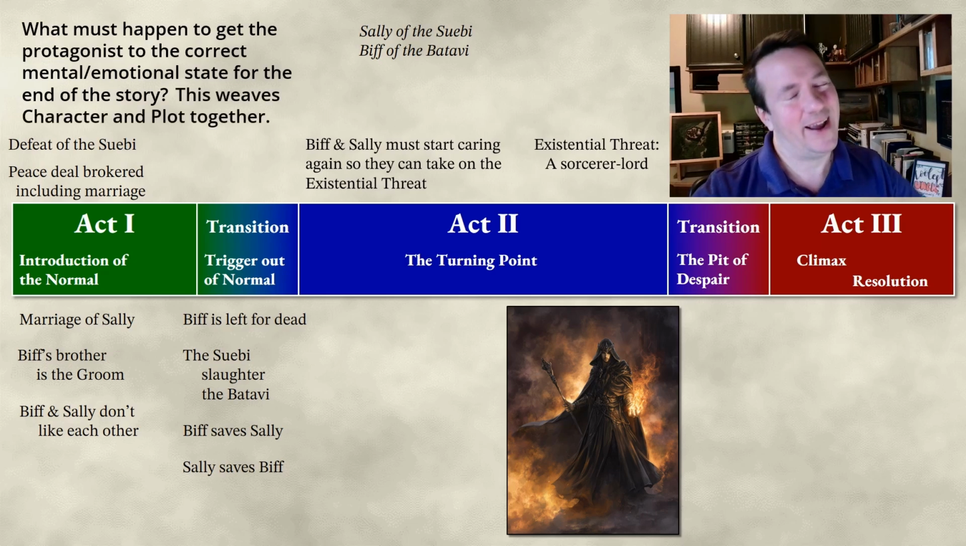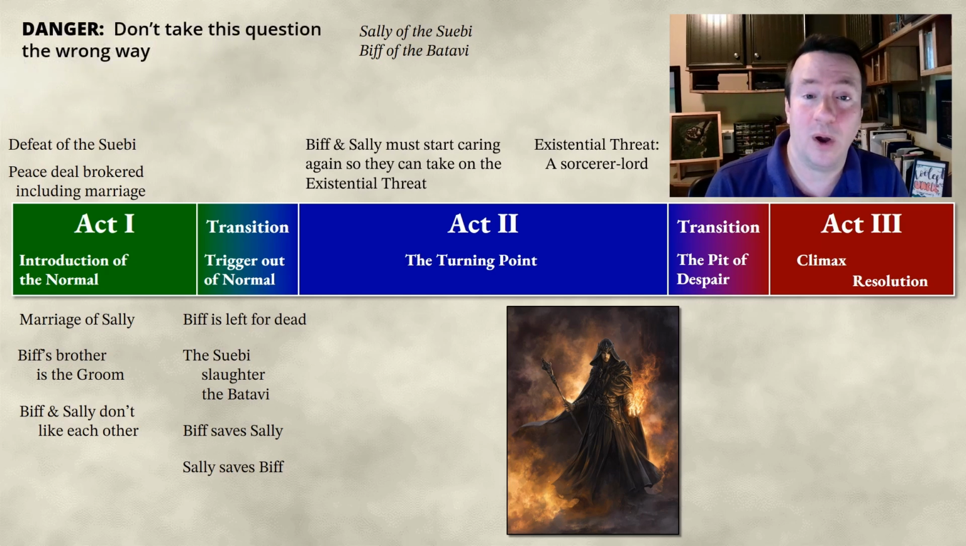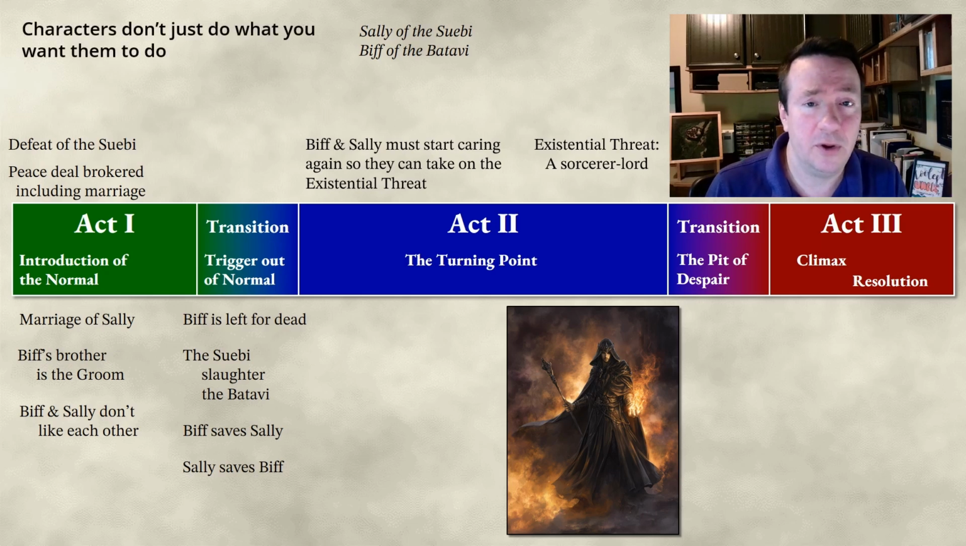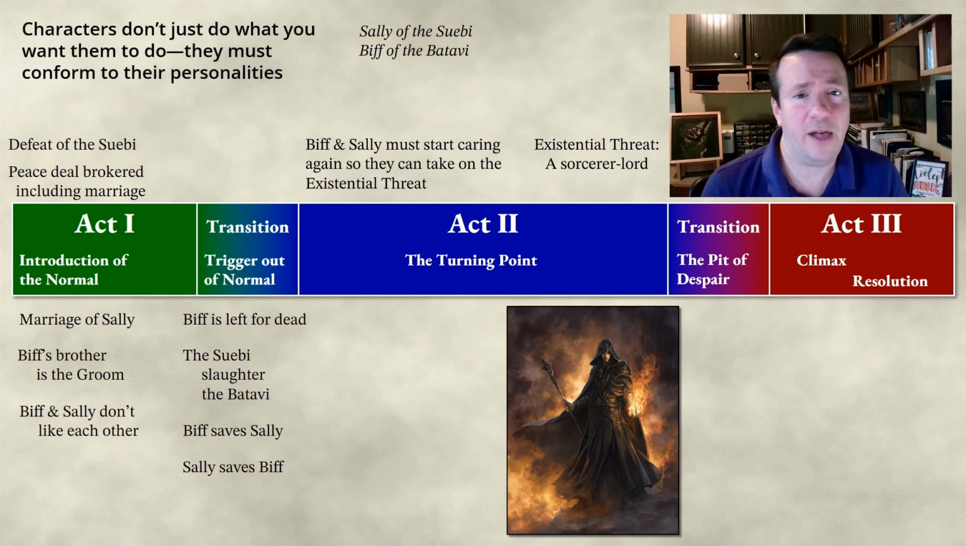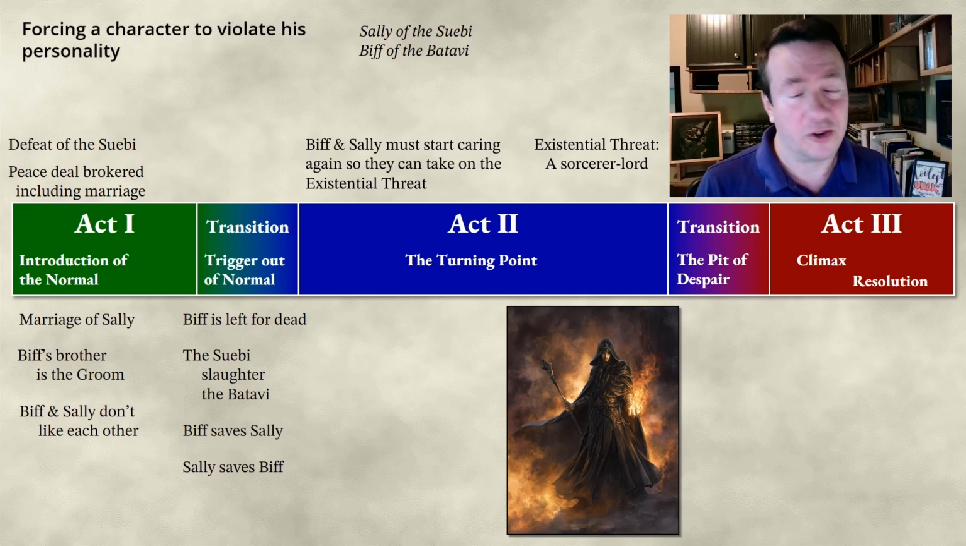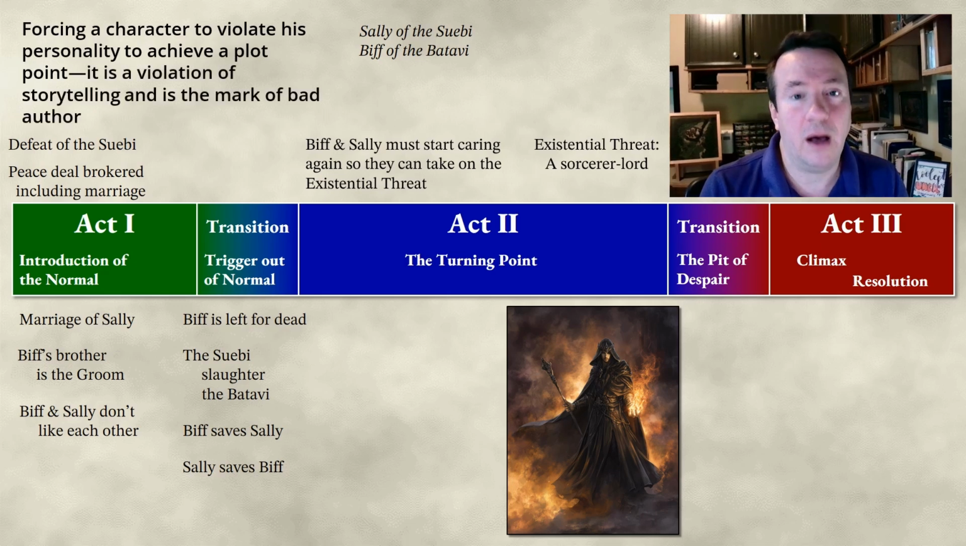At the same time, and I cannot emphasize this enough, it is a notoriously dangerous question because you can take it the wrong way. Characters are people in their own right. Yes, they only exist in the imagination in your head, but just because of that, they don't dance to the strings of whatever you want them to do. They must conform to the personality that you've established for them, and can only adapt and change due to stimulus that they experience. Forcing a character to violate his or her own personality to achieve a plot point or to serve some other purpose is a gross violation of storytelling and is the mark of a bad author.